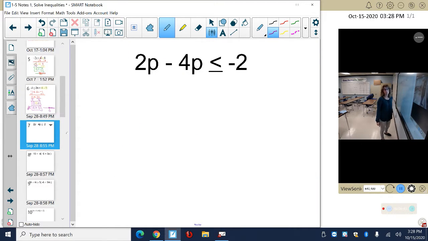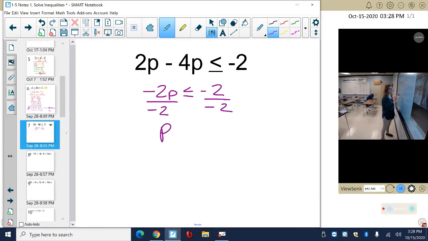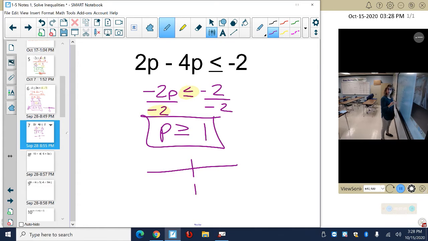Next, 2p minus 4p is less than or equal to -2. I'm going to go ahead and combine like terms. 2p minus 4p is -2p, less than or equal to -2. Have to get rid of the -2 that's attached to the p, so I'm going to do that by division. So p, guess what? I divided by a -2, so I'm going to flip the inequality sign, making that p is greater than or equal to 1. I throw 1 on a number line, and I ask myself, is it supposed to be solid or dotted? It's going to be solid, or if I wanted to use a bracket, I could do that as well. And then I'm going to shade to the right. Okay?